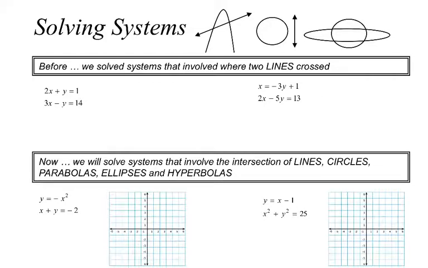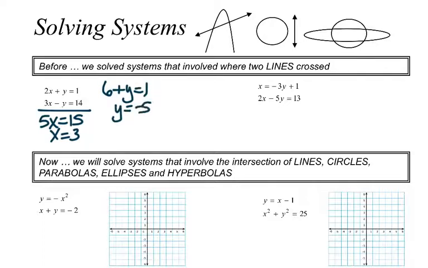Last section, solving systems. We've solved systems. We can solve systems in our sleep. Where two lines cross, someone could wake you up in the middle of the night and be like, where do these two lines cross? And you would be like, hey, give me 1 second. Oh, they cross at 3, -5, right? No sweat.